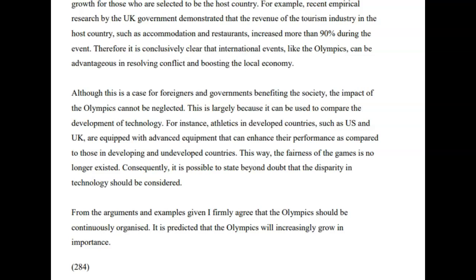Let's take a look at your conclusion. "From the arguments and examples given, I firmly agree that the Olympics should be continuously organized. It is predicted that the Olympics will increasingly grow in importance." Okay, I don't know why it's increasingly predicted, but that's fine.